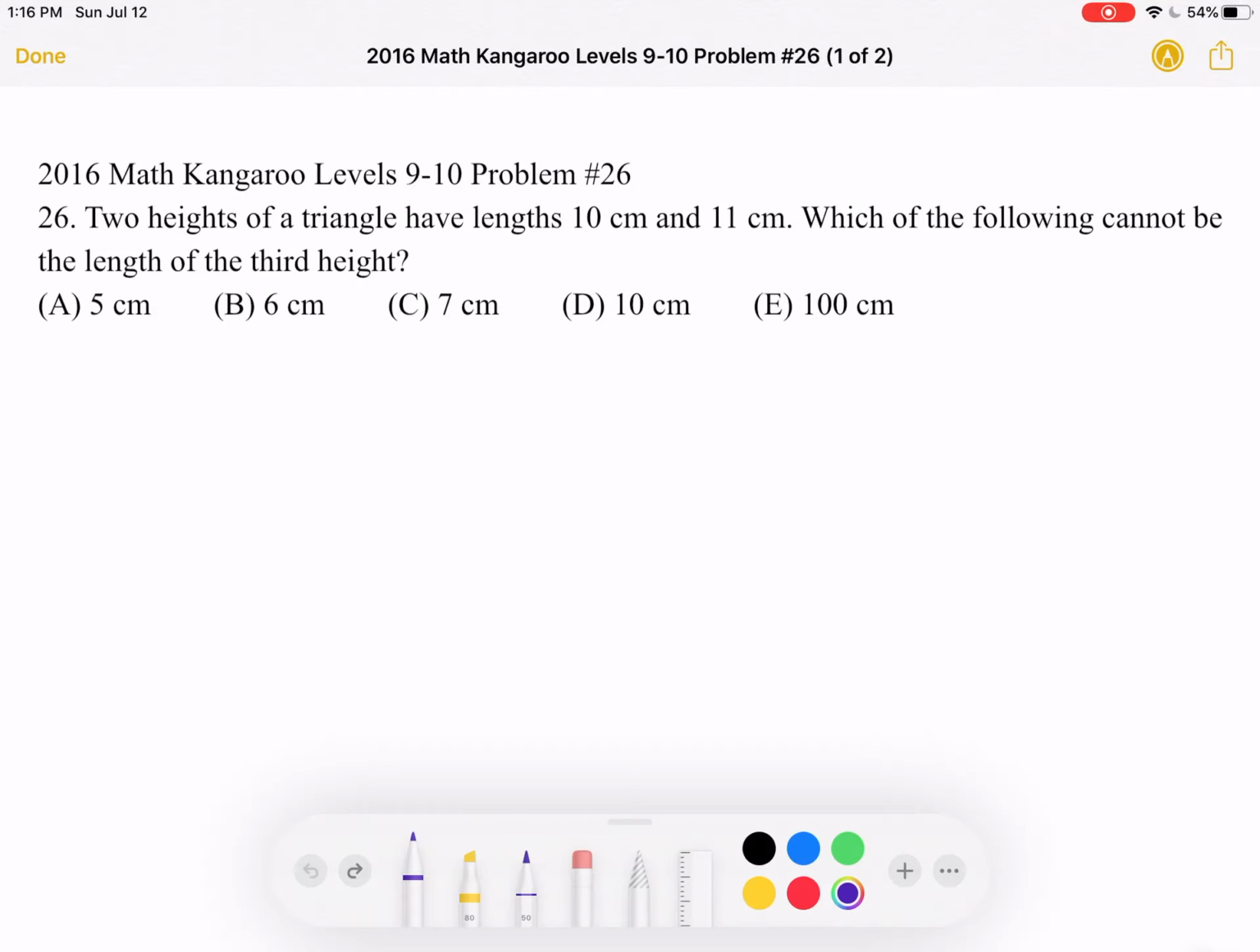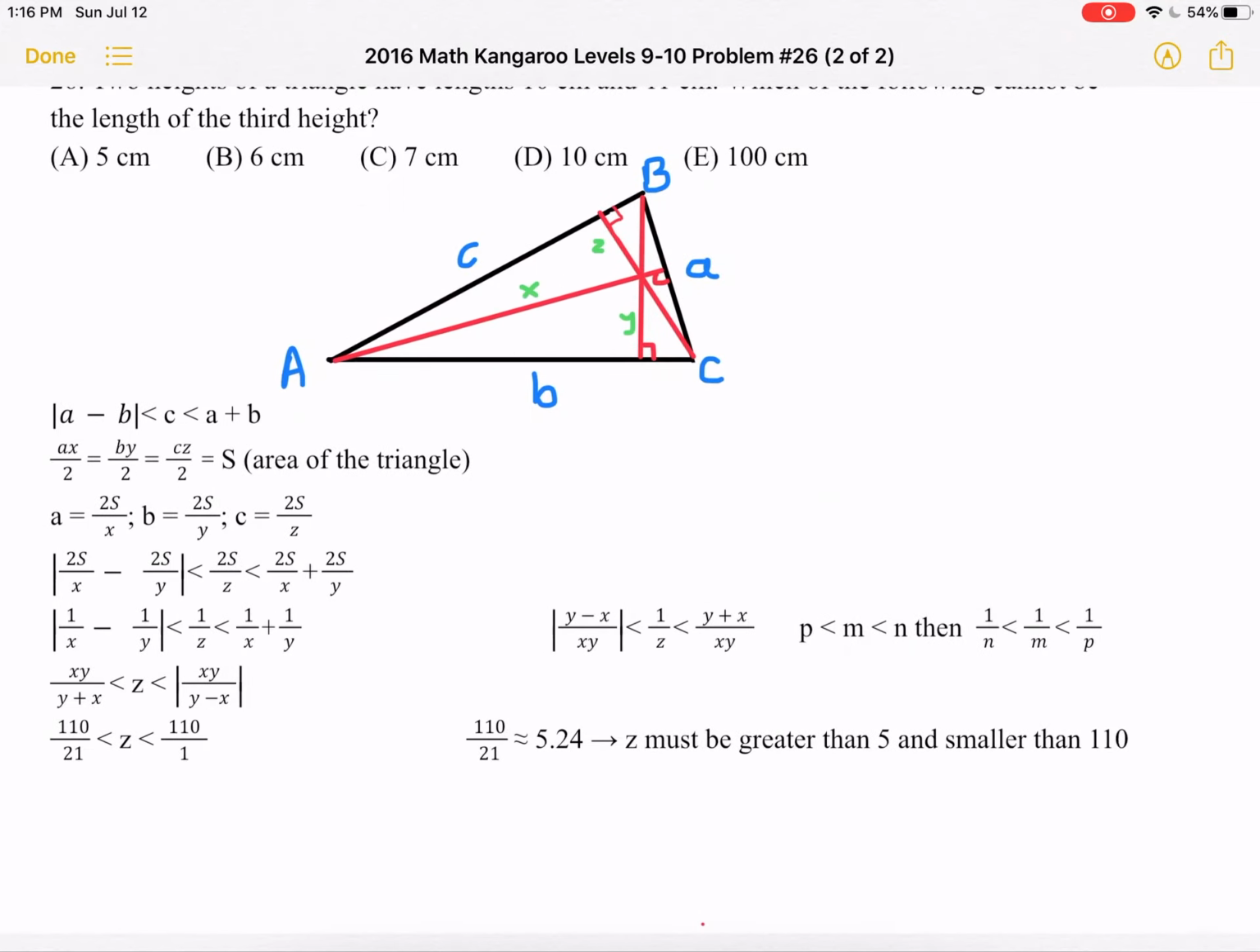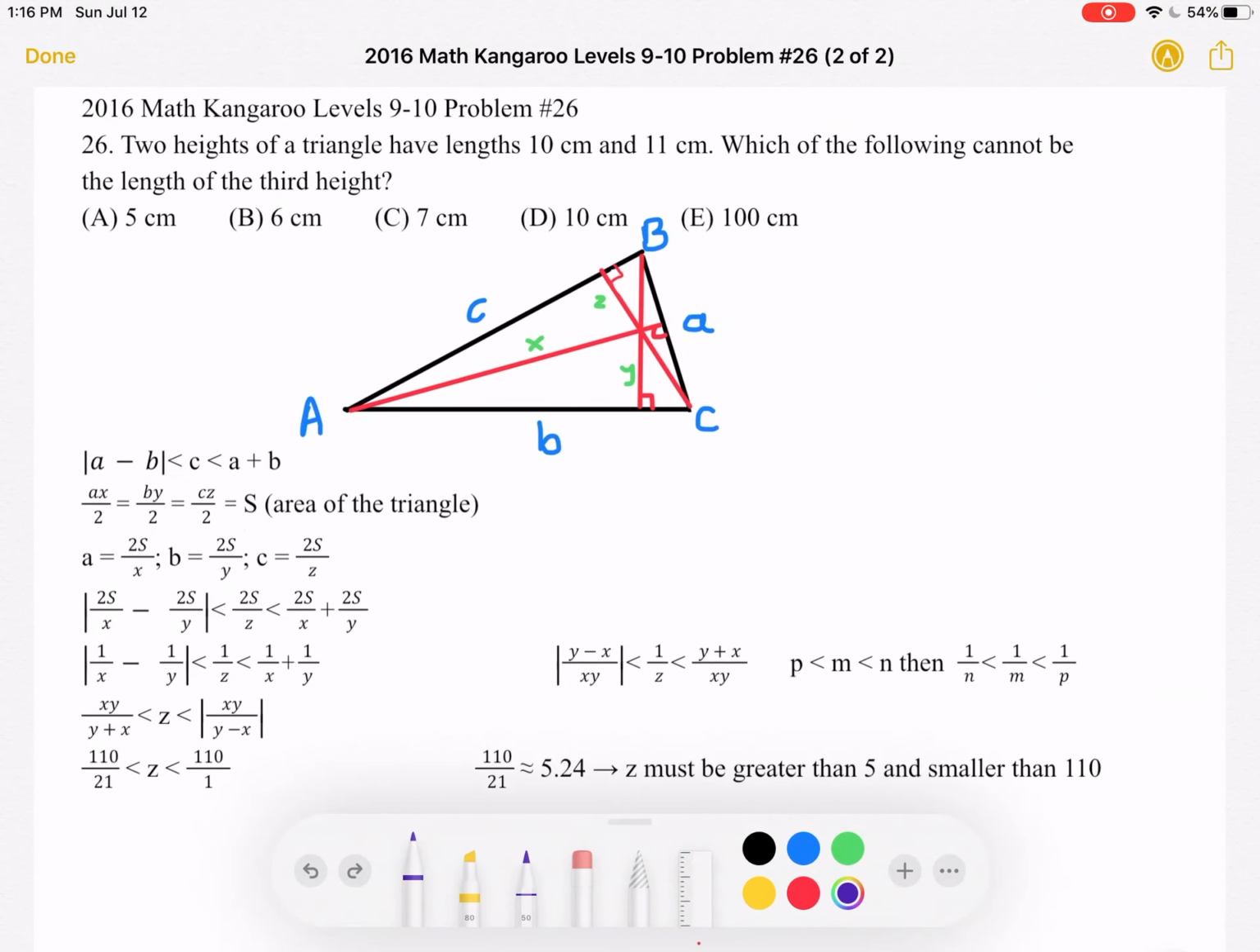This is the problem as it originally appeared on the test. And here is where we'll be doing the solution. To start, I have drawn a triangle and labeled the vertices A, B, and C, and I've labeled the sides. So the side opposite vertex A is lowercase a, opposite vertex B is lowercase b, and same with C.